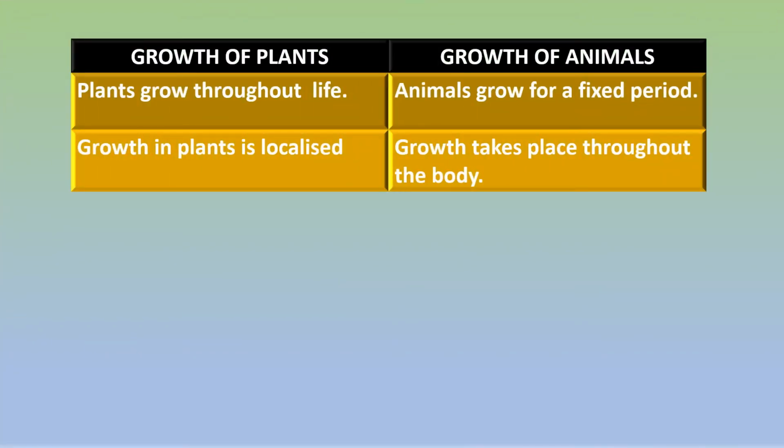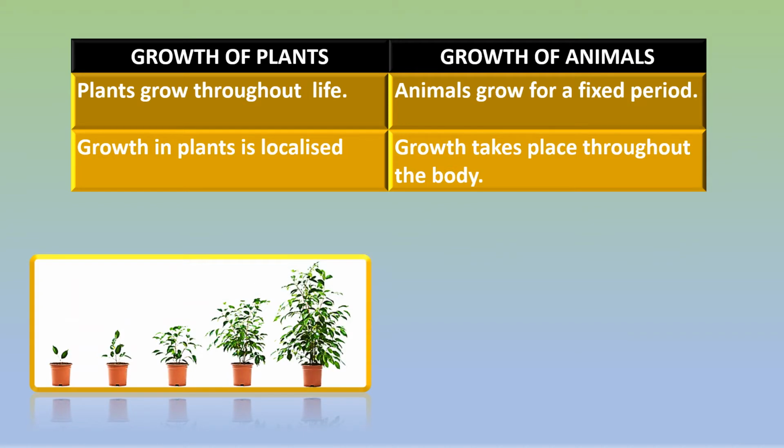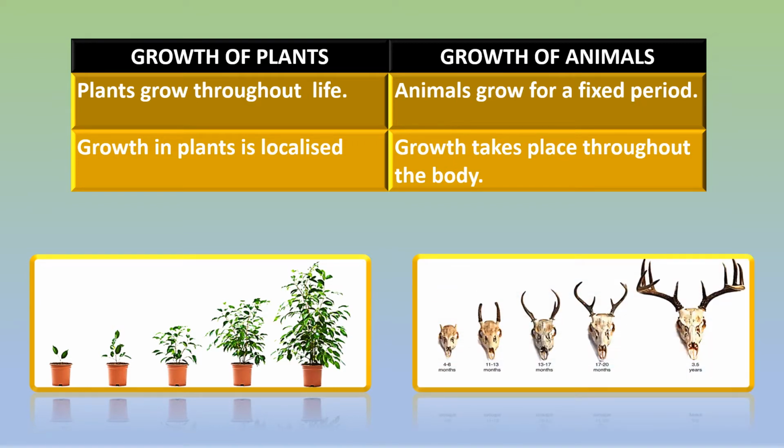There is a difference in the growth of plants and growth of animals. Plants grow throughout their life, and this growth is localized. Localized meaning they grow in certain parts, like the tip of the stem, the tip of the root. Whereas animals grow only for a fixed period in their lives, but their growth takes place uniformly all throughout the body.